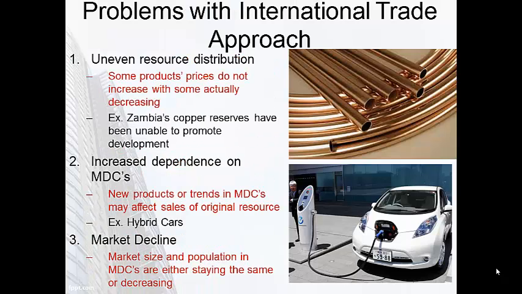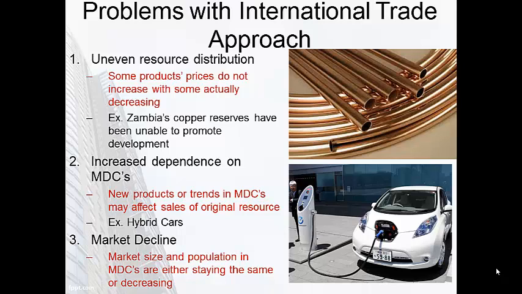Alright, here are some problems in the international trade. It's not perfect. There's uneven resource distribution. So some products' prices do not increase and some actually decrease. So unfortunately, it might just depend on what your country has as far as resources are concerned. For example, Zambia's copper reserves have been unable to promote development because, well, copper is not in high demand versus oil. Also, LDCs are increasingly dependent on MDCs.